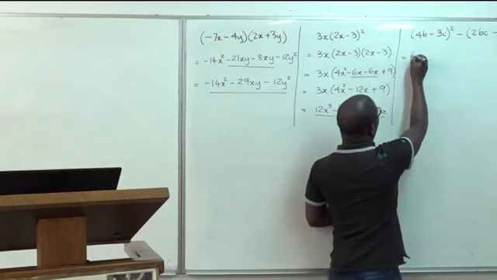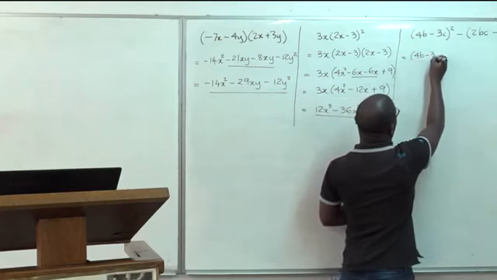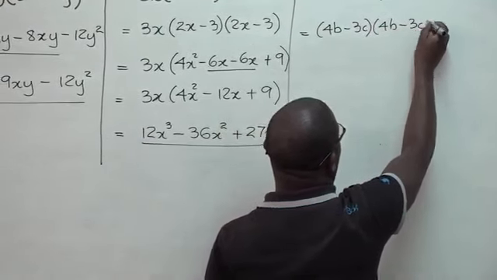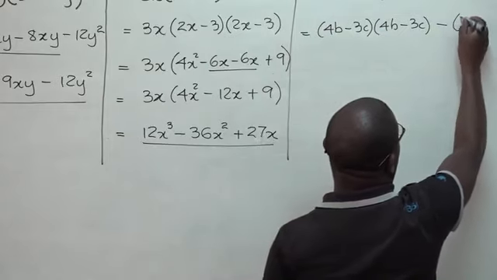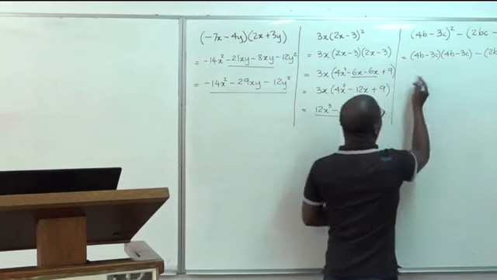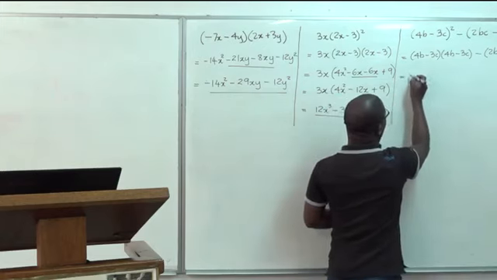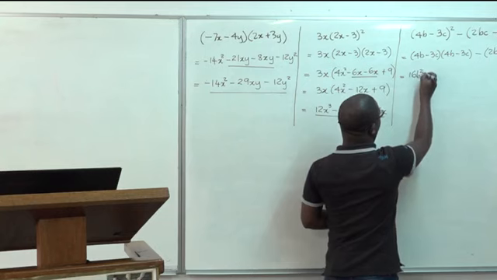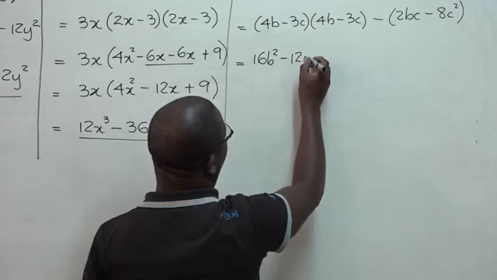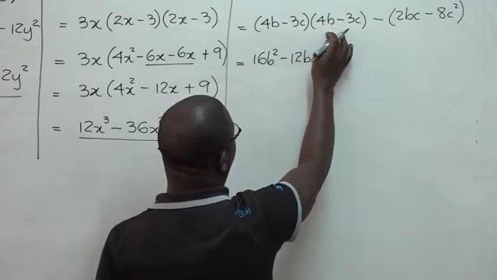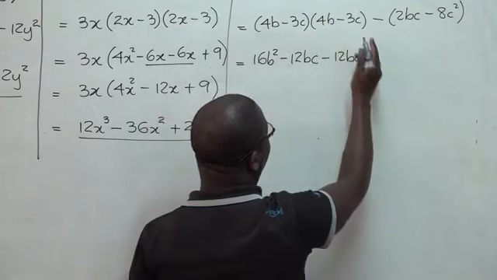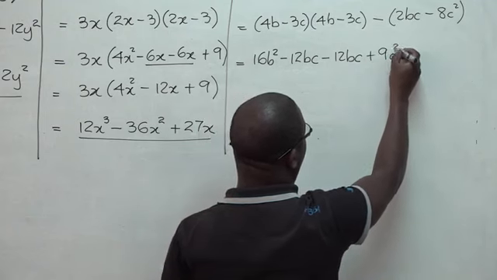So it gives us (4b minus 3c) in brackets, (4b minus 3c), and then minus (2bc minus 8c squared) in brackets. We simplify that. 4b times 4b is 16b squared. 4b times minus 3c is minus 12bc. Minus 3c times 4b is minus 12bc. Minus 3 times minus 3 is plus 9c squared.